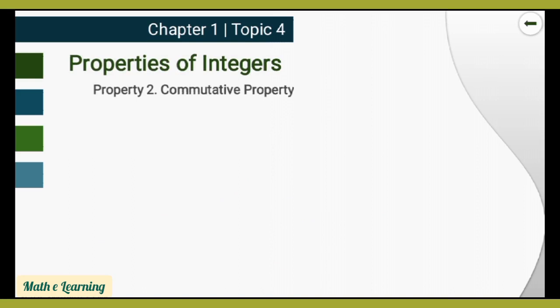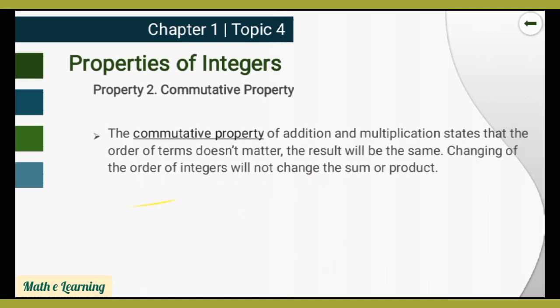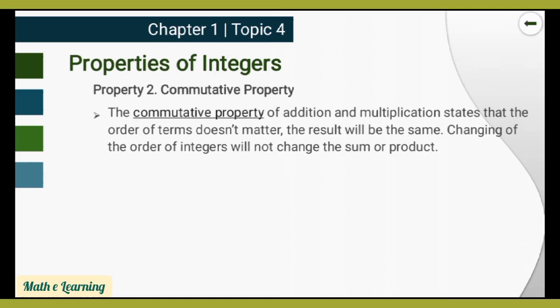Second property is commutative property. The commutative property of addition and multiplication states that the order of terms doesn't matter. The result will be the same. Changing the order of integers will not change the sum or product. That means this property applies to addition and multiplication. We understand using an example.